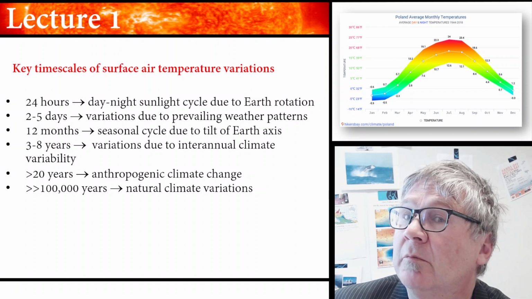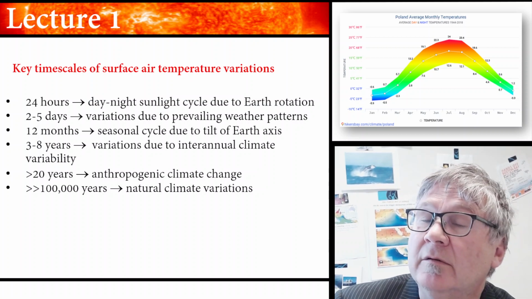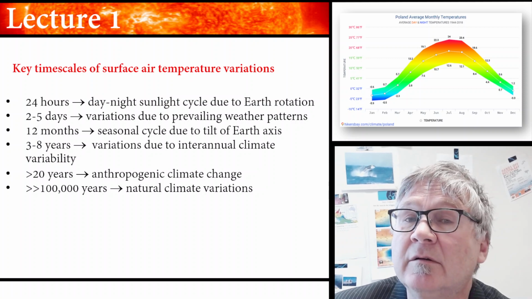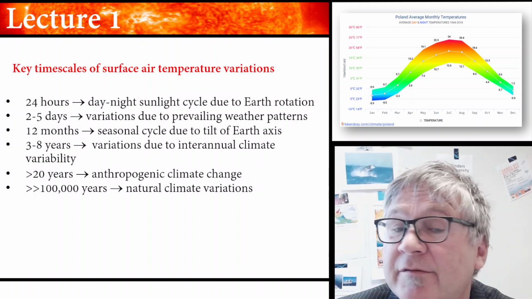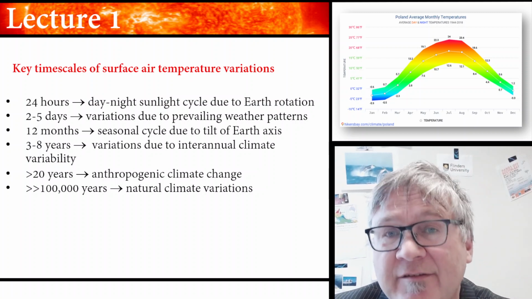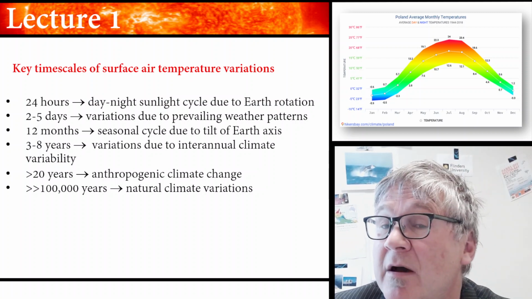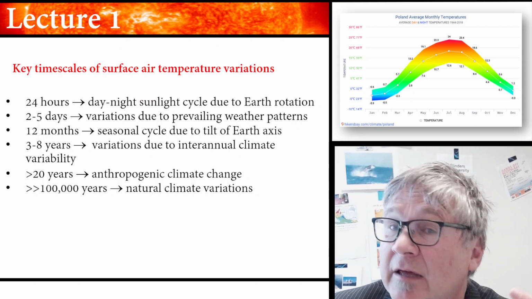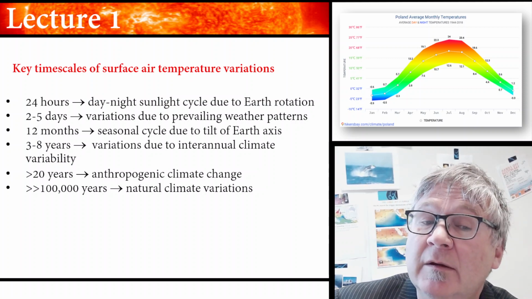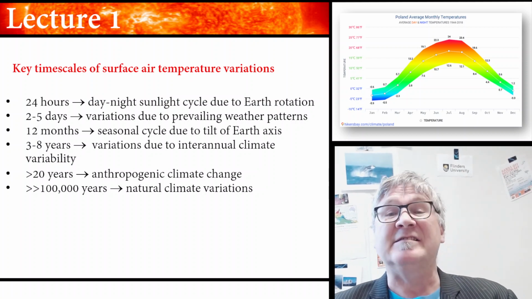So, the next longer time scale is the seasonal time scale. The time scale of 12 months is the seasonal cycle that comes from the tilt of the Earth's axis, where we have summer, we have winter, we have spring and autumn. And I'll show you a little example of that.